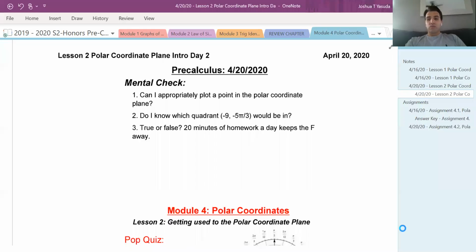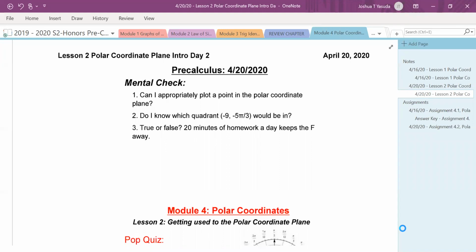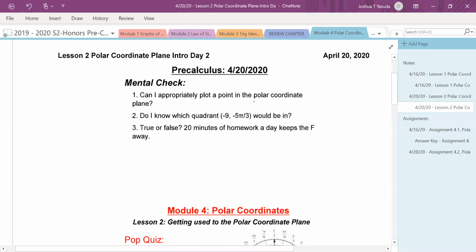Okay, so here we go. We're going to do a little bit of review. Hopefully that works out well for you. But I'm just going to ask some questions here. Can I appropriately plot a point in the polar coordinate plane? And hopefully the answer is yes. We all make mistakes, but hopefully the answer is an emphatic yes.